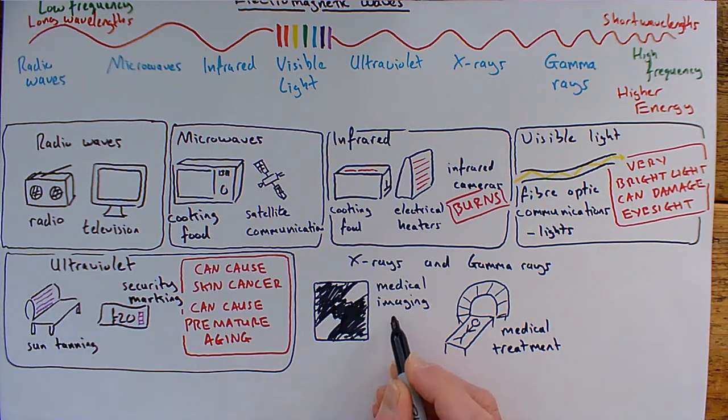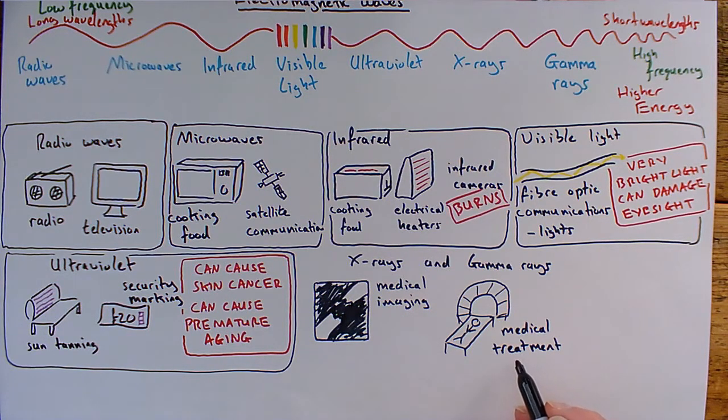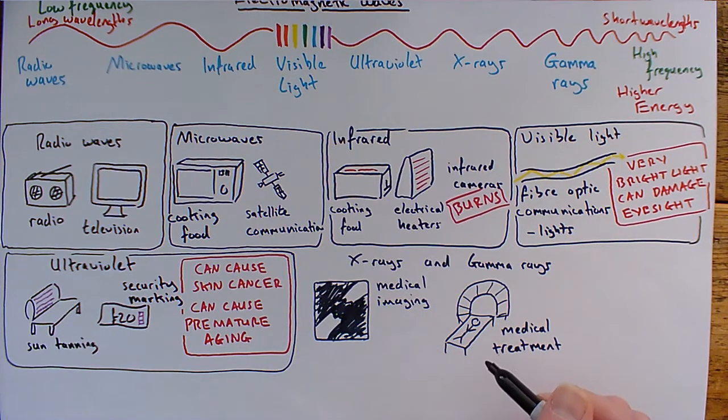Note that's different to medical imaging. This is part of the diagnosis, finding out what's wrong with you, diagnosis, medical imaging. This is part of the treatment. So it can be used to treat cancers. They use these X-rays and gamma rays. They're very high energy, and if targeted, they can damage cancerous cells, and that would be good news.